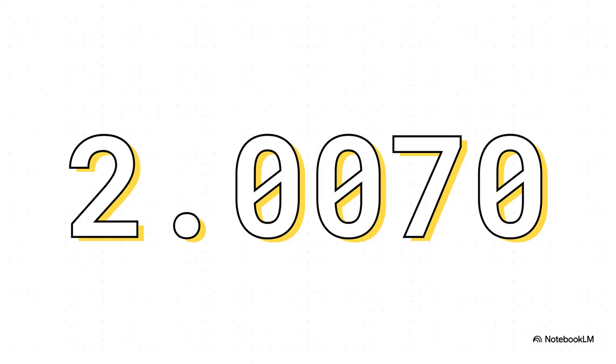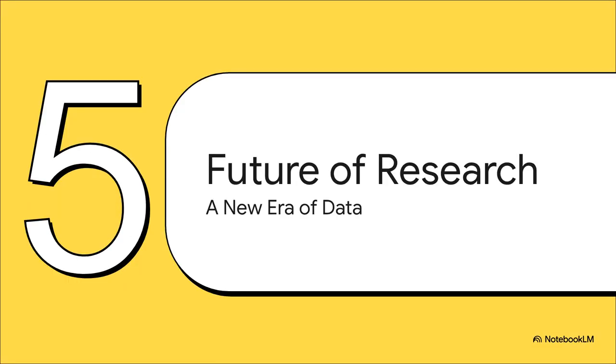And finally, the hard quantitative proof. They used a standard statistical test to measure just how different the synthetic data was from the real thing. And the result was this total error score of just 2.0070. And for a test like this, lower is better. In the world of data science, a score that low is a fantastic result. It confirms the synthetic data has incredibly high fidelity. It's the real deal.